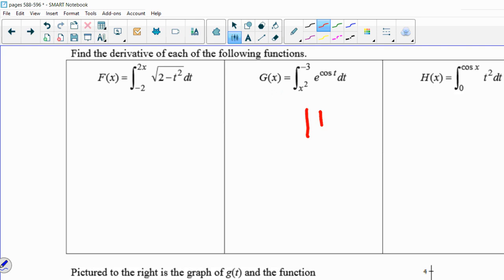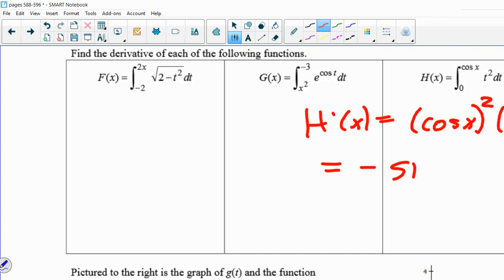H prime. I can take the derivative because I'm going from a constant to a variable expression, and those variables match. So this is going to give me what? t squared, but I'm going to put cosine x in for t, times the derivative of cosine x. So what have we got? Well, we've got minus sine x times cosine squared x.